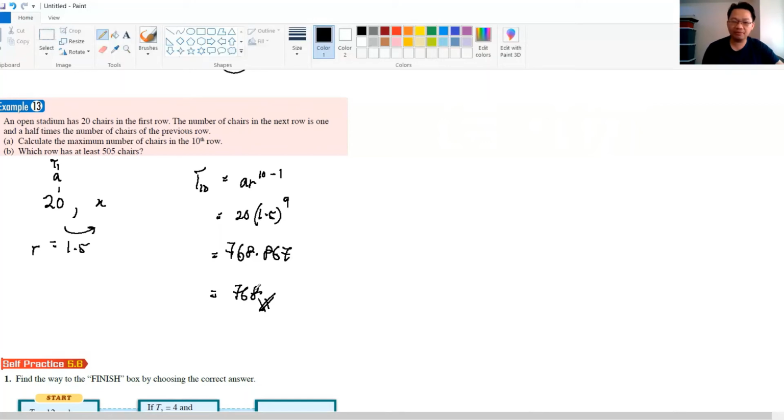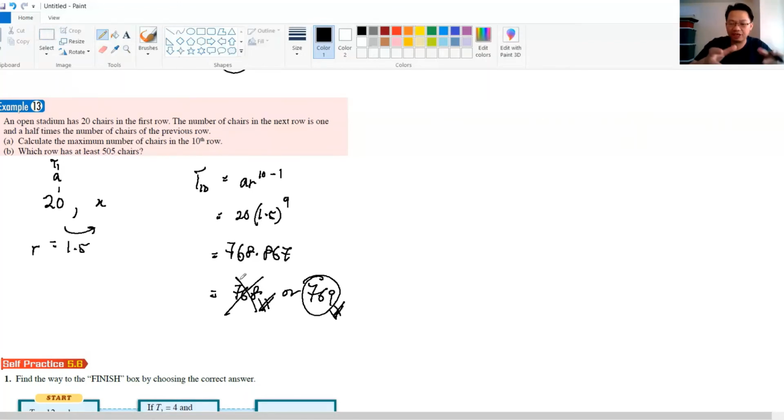Okay, we can round off to become 768 or 769. In my opinion, the answer would be 769. Why is the answer not 768? Okay, because when you round off here, it can be less or more. So 768.867 is in between 768 and 769.